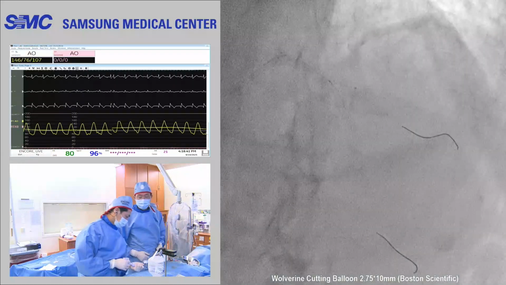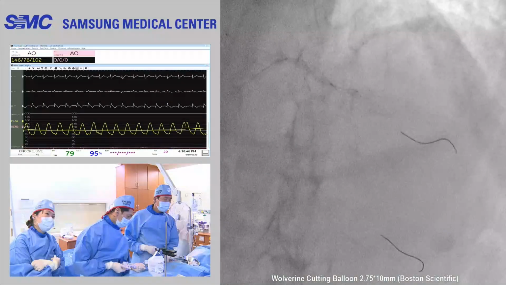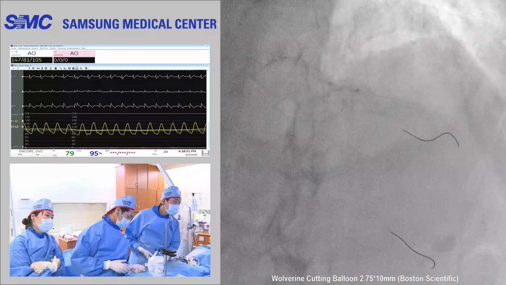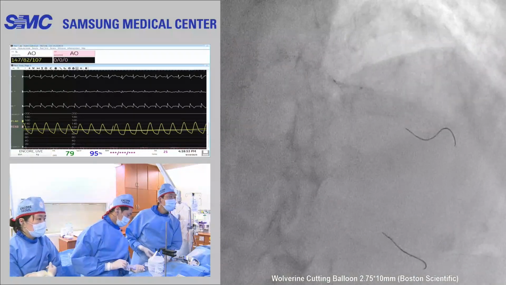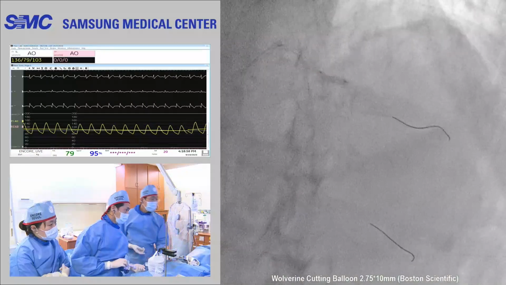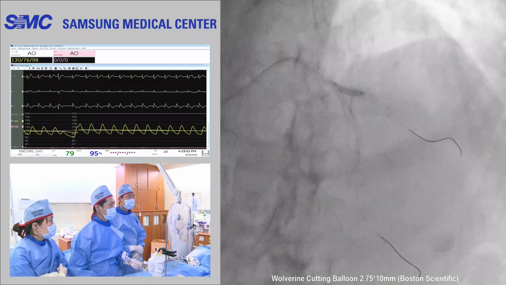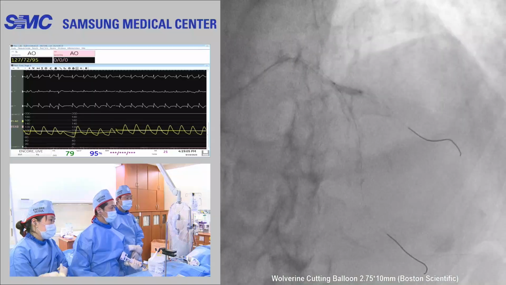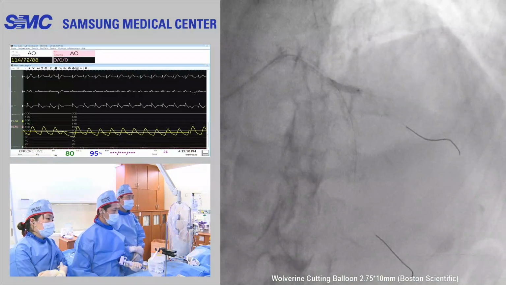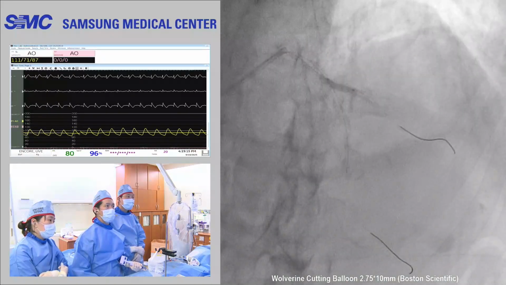There is one interesting concept to determine the size of the cutting balloon: the pillow phenomenon. They use a 2.75 cutting balloon, but the vessel size is smaller than 2.75. In that case, the cutting blade does not expose to the outside because of the big balloon. Thus, the cutting blade is sunk in the balloon like a pillow.